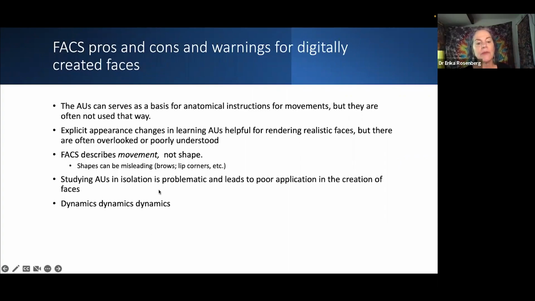One of the things that I think is really important is that studying AUs in isolation is problematic. It leads to poor application. When you're trying to make faces, you need to know how they affect the face. So some things that you would think affect the face just locally have more distal effects. And let me demonstrate that, since you can see my face right now. If I do action unit 6, which is contracting the outer portions of orbicularis oculi, creating crow's feet, the primary actions are here: it creates crow's feet, deepens my infraorbital furrow, lifts the cheeks a little bit, and can create some bulging in the corner.